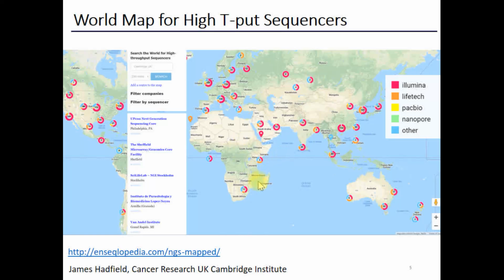Anyway, the main message delivered by this map is that Illumina sequencing is still the dominant next generation sequencing technology, and that is what we're going to talk about in detail in the next few slides.